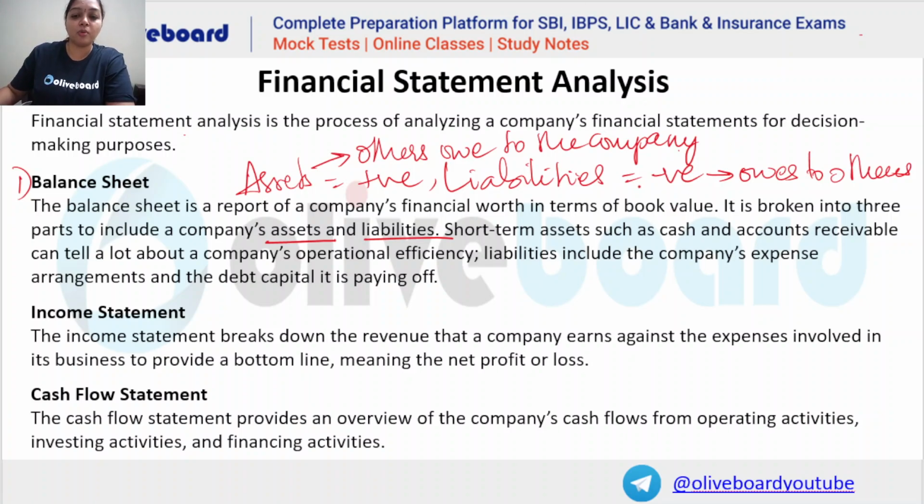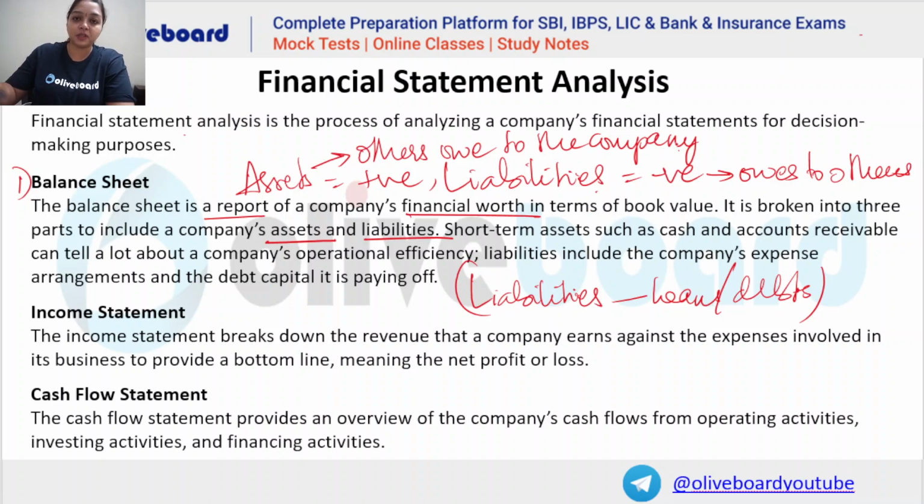So the major form of liabilities, right? I'm going to write it here. The major form of liabilities is your loans or debts, right? This is your major form of liabilities. So now what is a balance sheet? A balance sheet is a report of a company's financial worth in terms of book value. Book value means how much is present in the book or how much is present on the product, that will be entered into the balance sheet. It is broken into, sorry, two parts, not three. It is broken into two parts, including the company's assets and liabilities.